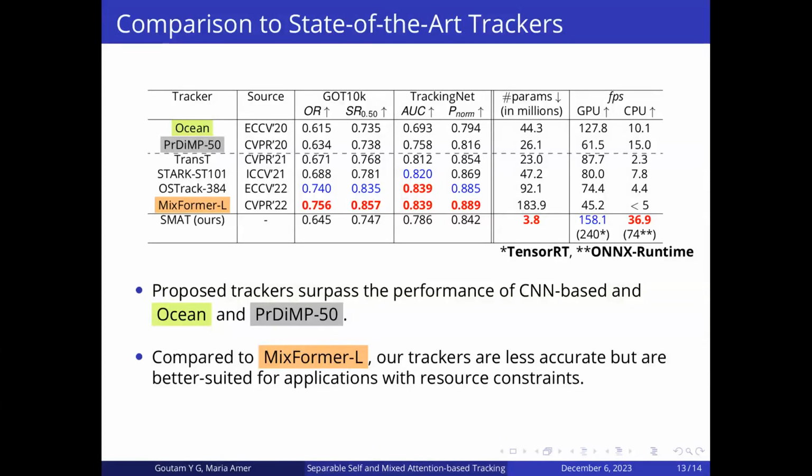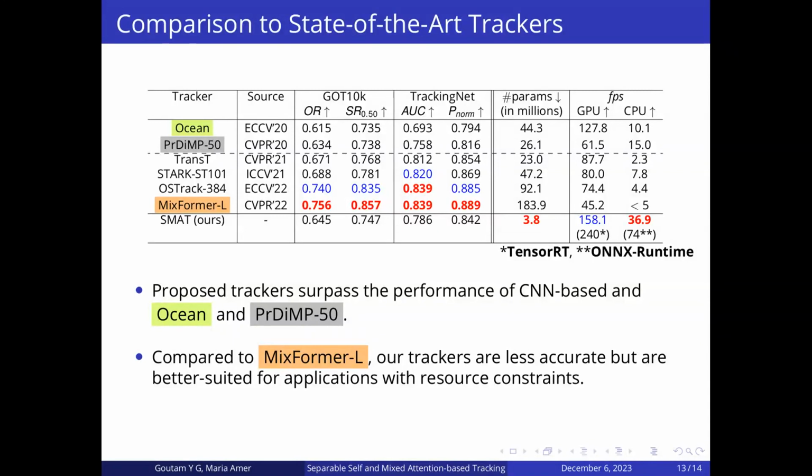And when compared to the state-of-the-art vision transformer-based trackers, the results of our proposed approach are not on par. However, if you look at the results of the CNN-based state-of-the-art trackers from 2020, our approach is able to outperform those trackers with much lower number of parameters while running at a much higher speed on a CPU as well as GPU. And even when compared to the state-of-the-art vision transformer-based trackers, our approach is better suited for applications with constrained resources.